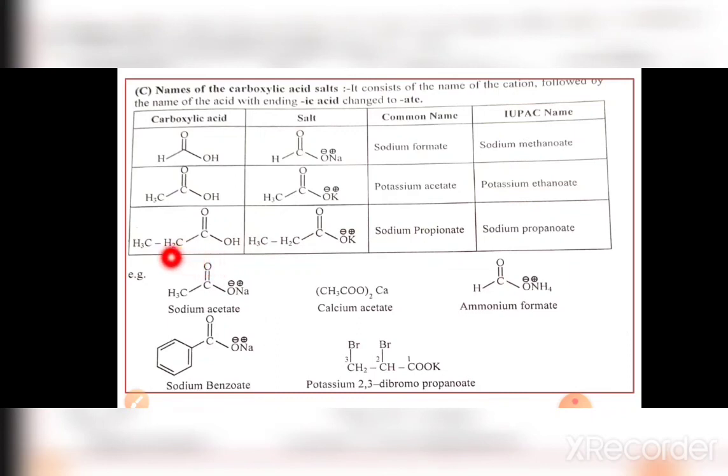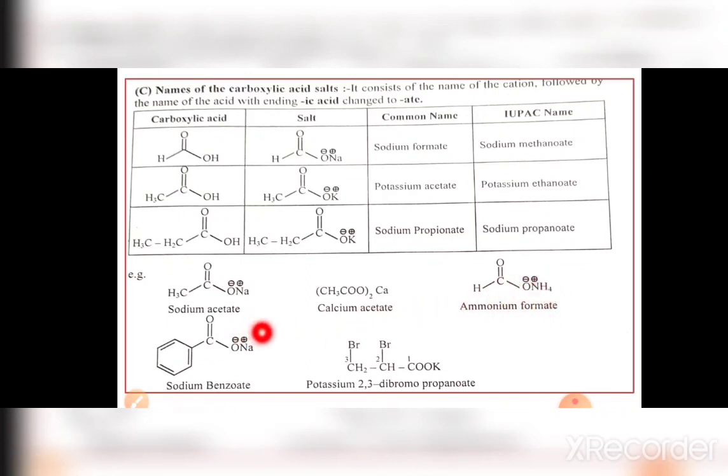Next, here CH3 CH2 C double bond OH, and its salt with O minus K plus, not sodium, here potassium propionate, and here we get potassium propanoate. Now another example, this is a salt of sodium, sodium acetate, here calcium acetate, and this is ammonium formate, H C double bond O minus NH4 plus, that means ammonium, therefore ammonium formate.